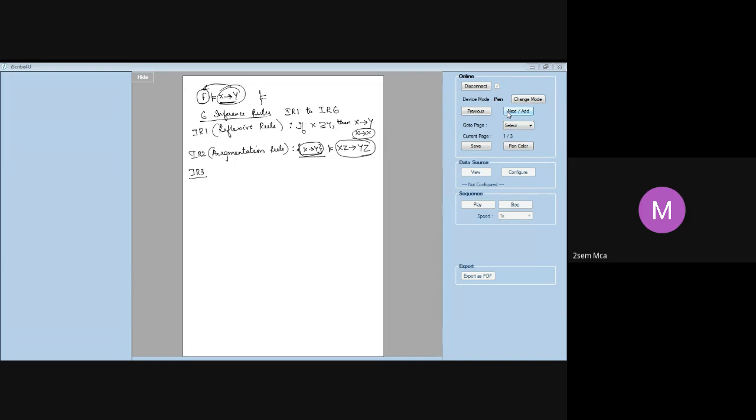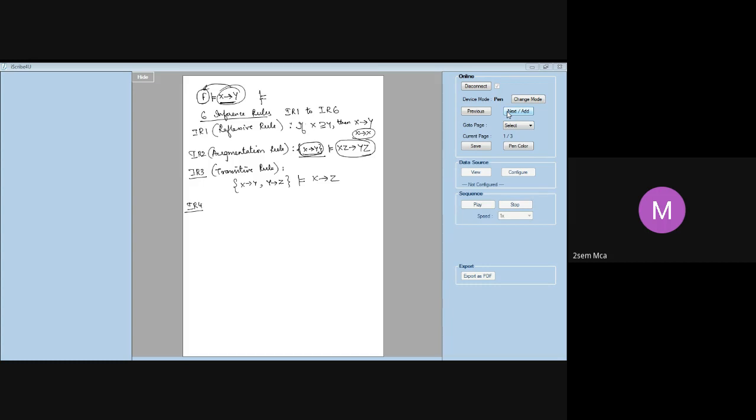Next, IR3. IR3 is called the transitive rule. Very simple one. The transitive rule states: you are given X implies Y and you are also given Y implies Z. What you can infer is X implies Z. This is our transitive rule. So functional dependencies are transitive also, right?